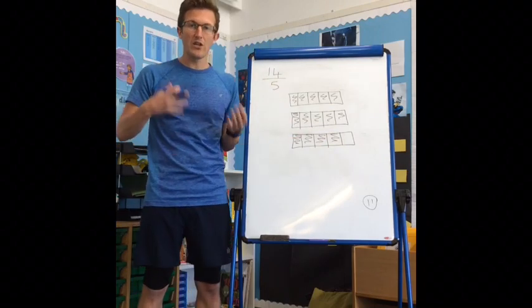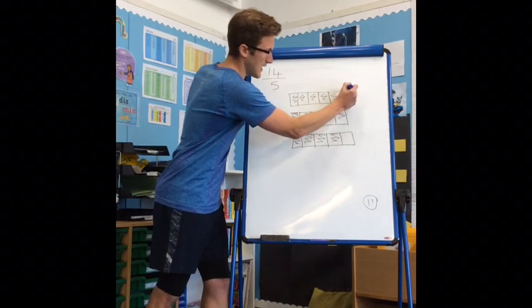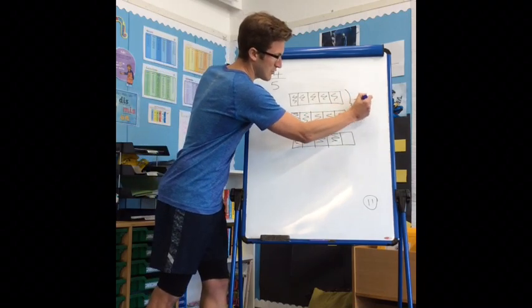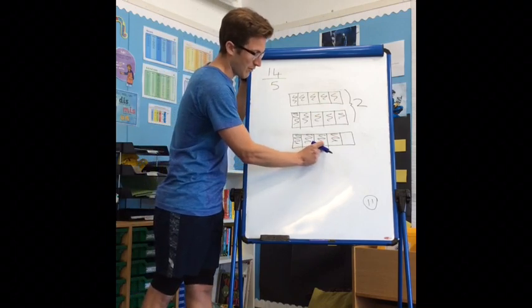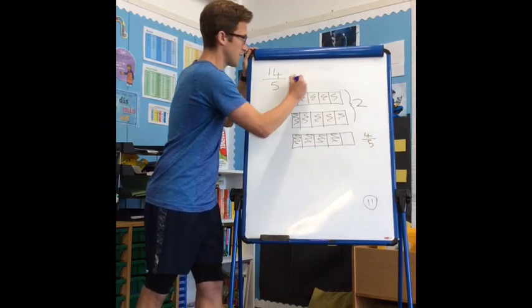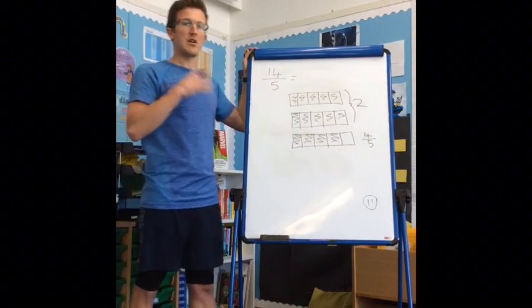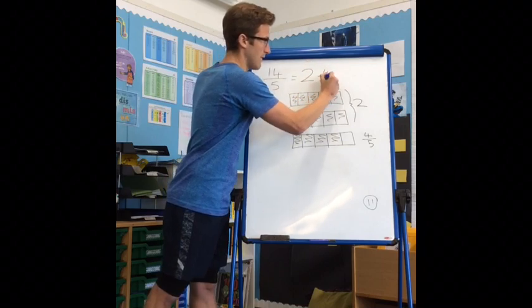So once I've drawn it, I can use it to help me turn it into a mixed number by looking at how many wholes I've got. You can see here I've got 2. Now I just look at my fraction, what I've got left. I've got 1, 2, 3, 4. So I've got 4 fifths. So the answer, 14 fifths, an improper fraction converted into a mixed number, is 2 and 4 fifths.